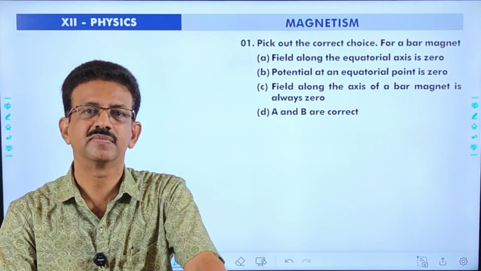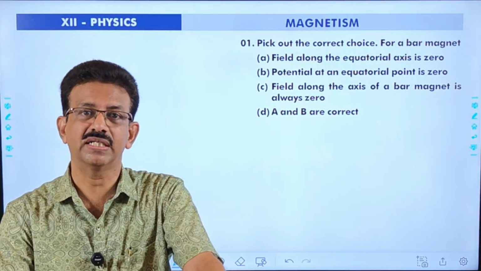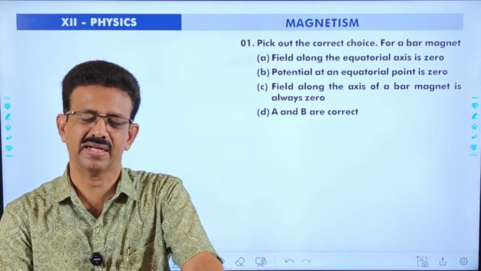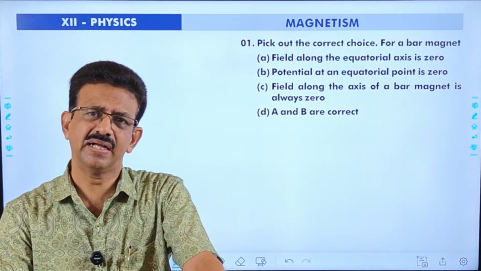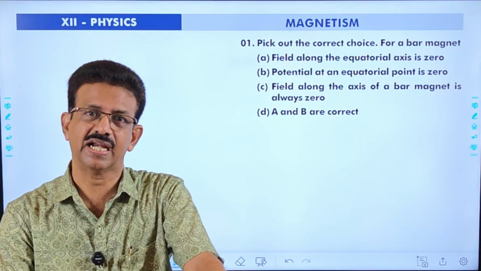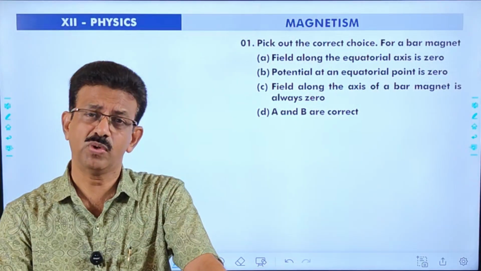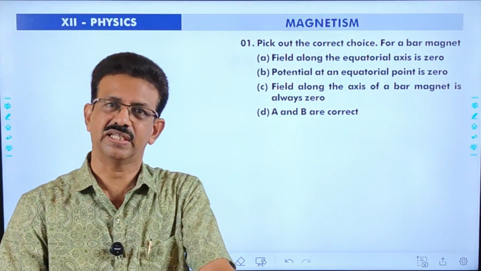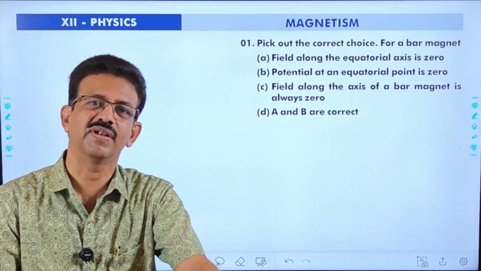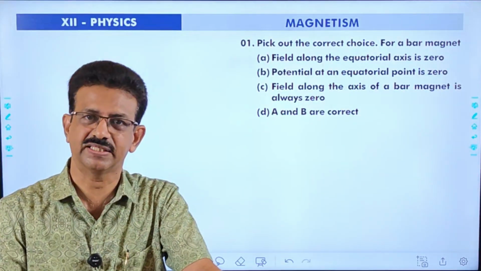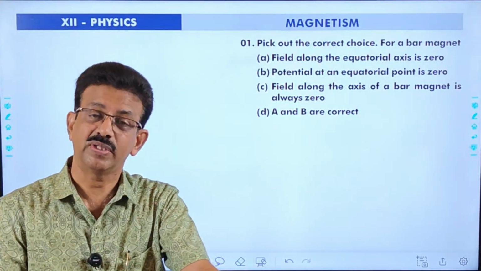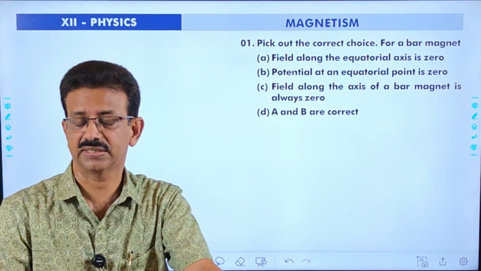First question is about the field and potential due to a bar magnet. A bar magnet is almost equivalent to an electric dipole. North pole is equivalent to positive charge and south pole is equivalent to negative charge, or minus Q. Now, about the equatorial and axial points.